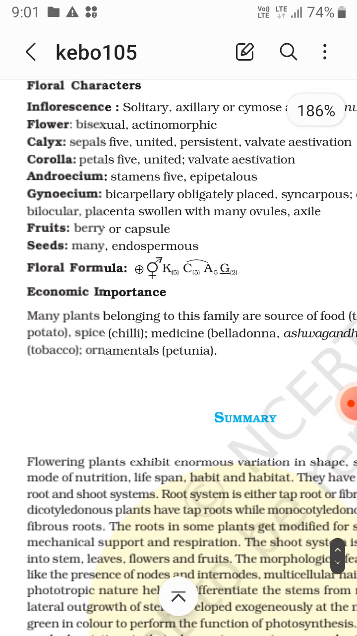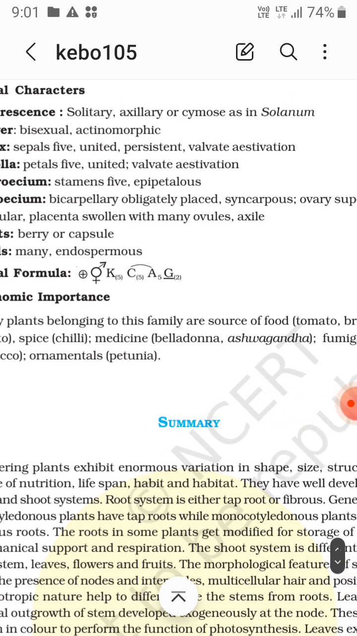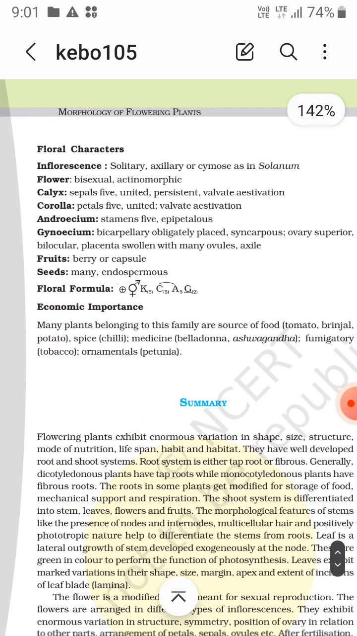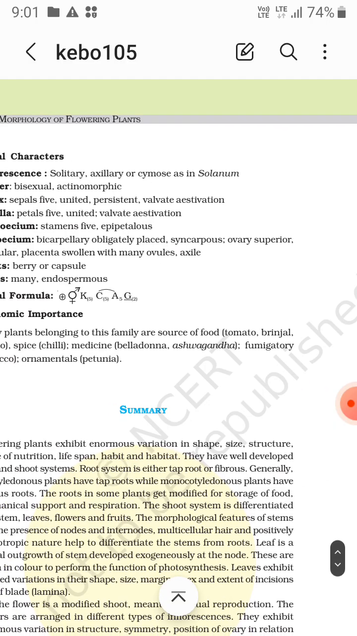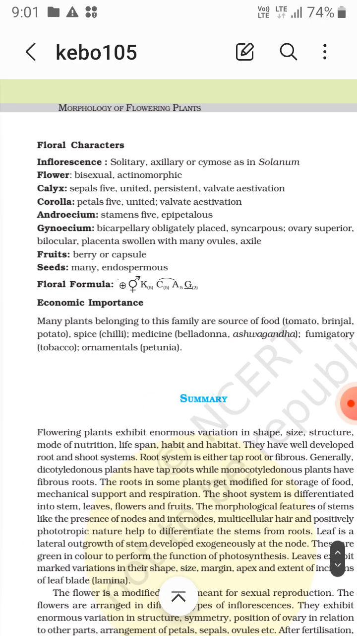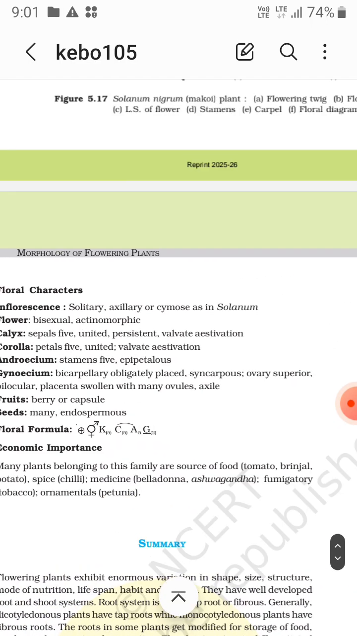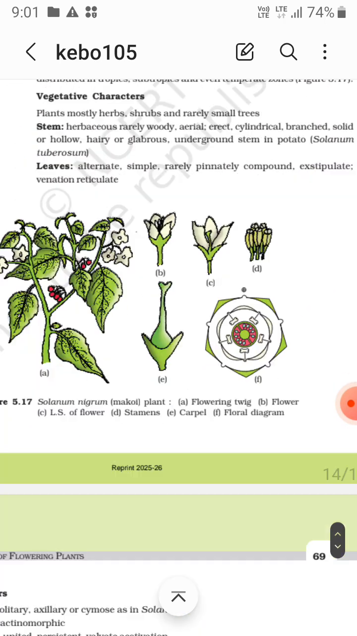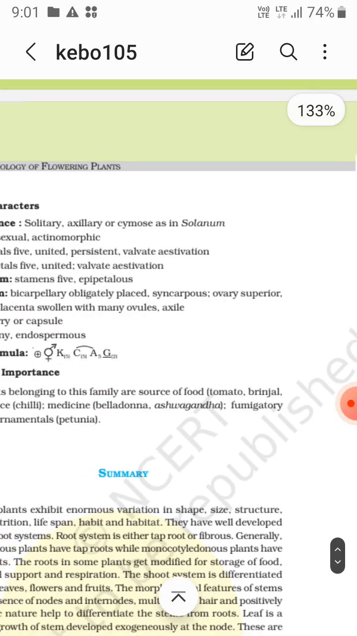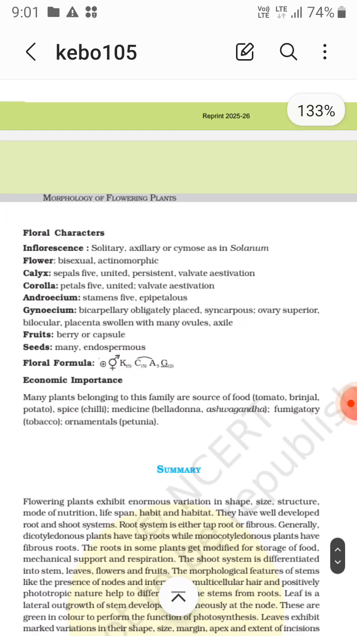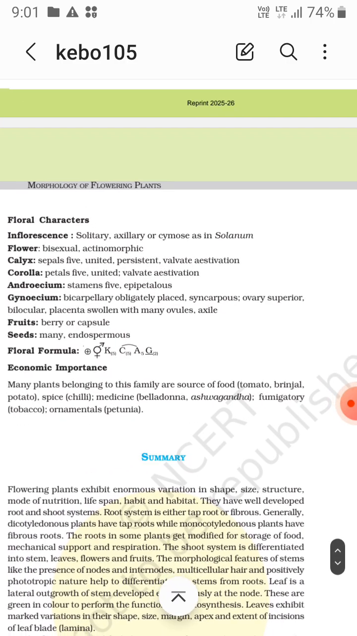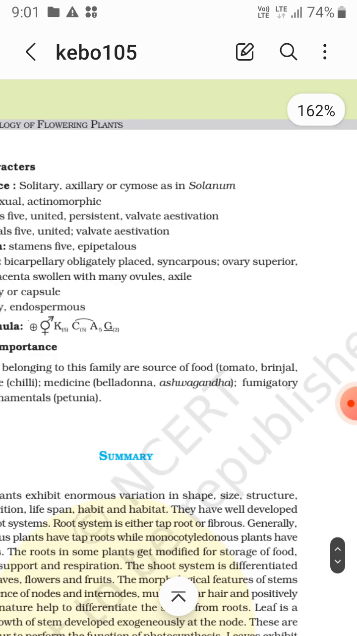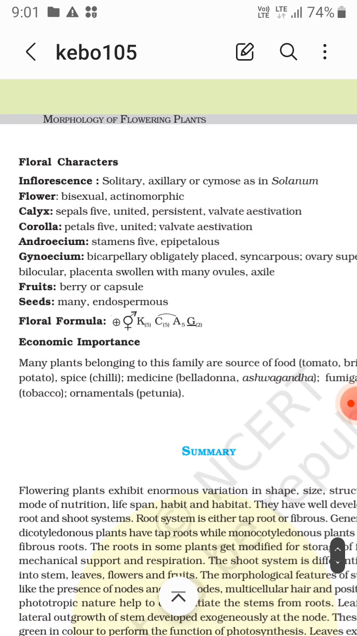Now economic importance. Many plants belonging to this family are a source of food: tomato, brinjal and potato. What is the scientific name for tomato? Solanum tuberosum. No, that is for potato, it's not for tomato, right? For potato it is Solanum tuberosum. For Makoi it is Solanum nigrum, right? Tomato, brinjal and potato are the source of food.